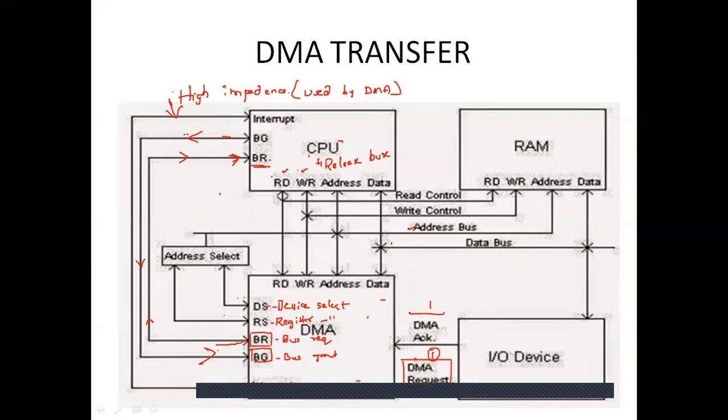So this is how the DMA transfer is going to be done. Fine. This is the actual working of DMA transfer. So the main thing is, the DMA request signal is going to be given to the DMA controller.